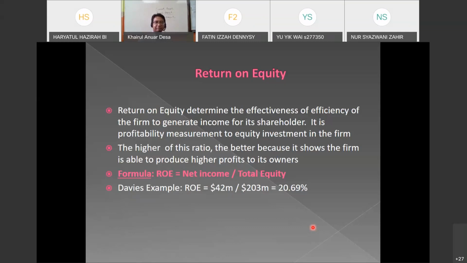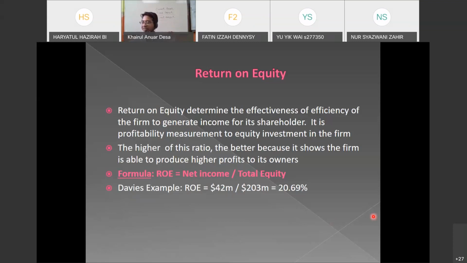Comparison. Yes, kita perlu buat perbandingan dengan tahun lepas. Okay, dengan tahun-tahun yang lepas. Okay, kita akan melihat trend analysis. Kita akan membuat perbandingan. Tahun lepas, let's say last year, ROE is 30. Okay, last year ROE is 30.